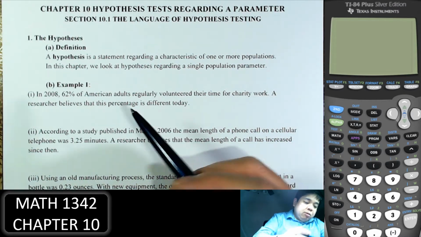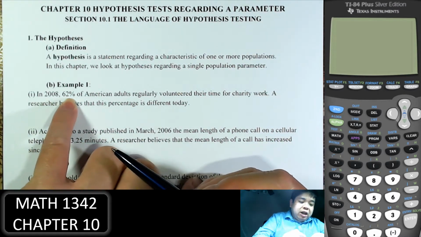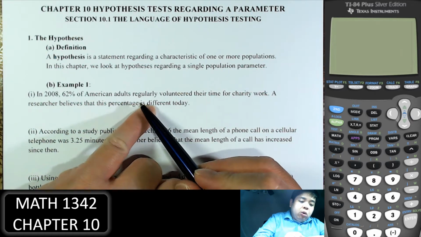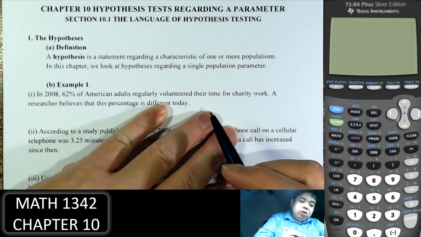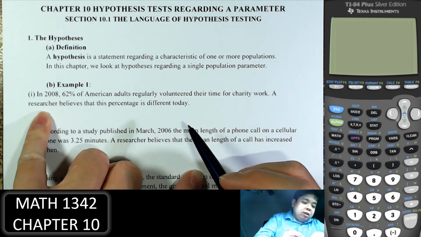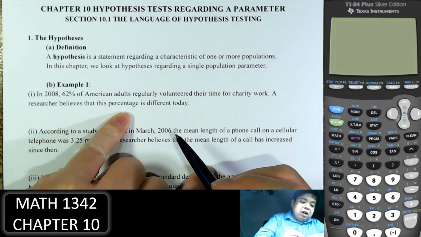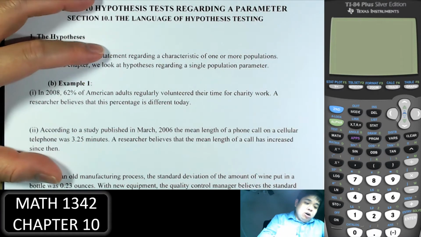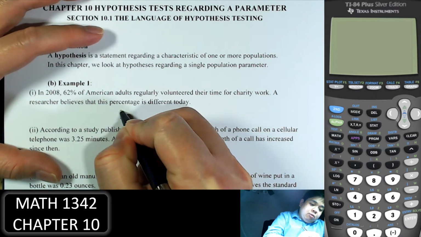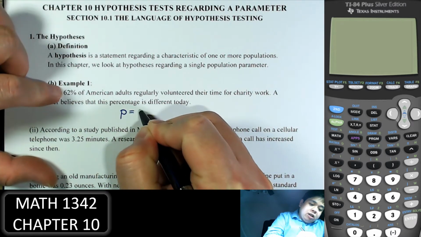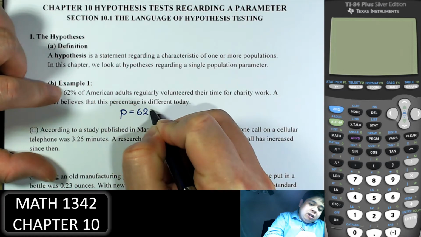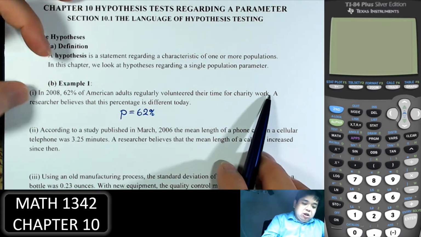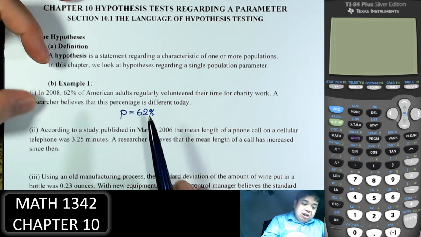So here's some examples. In 2008, 62% of American adults regularly volunteered their time for charity work. A researcher believes that this percent is different today. So we said the proportion is 62%, and now the researcher believes that it's going to be different than that.